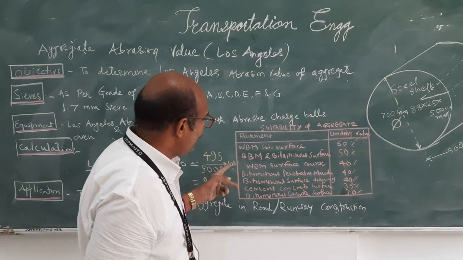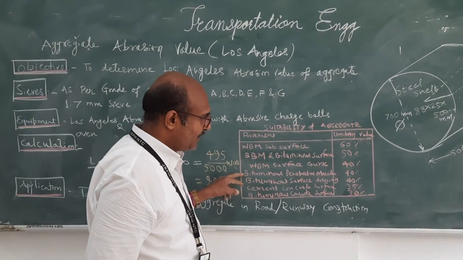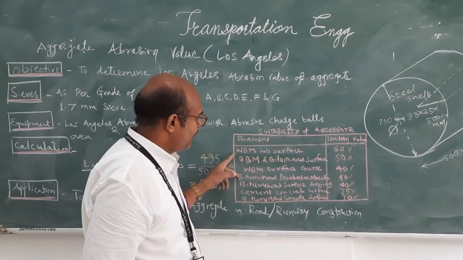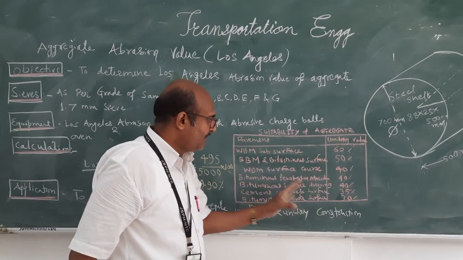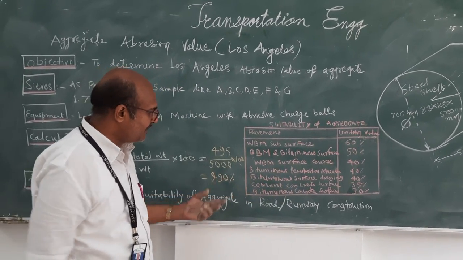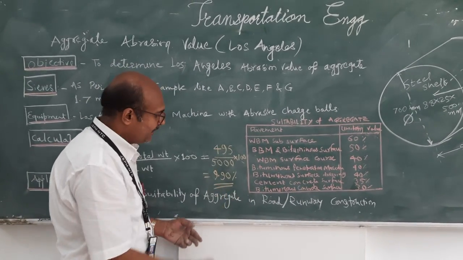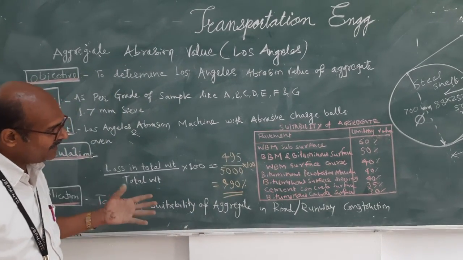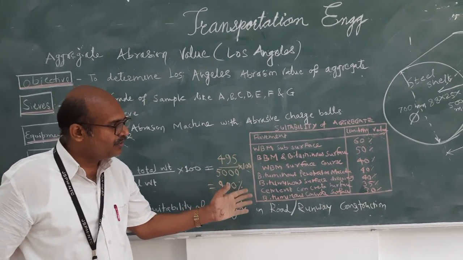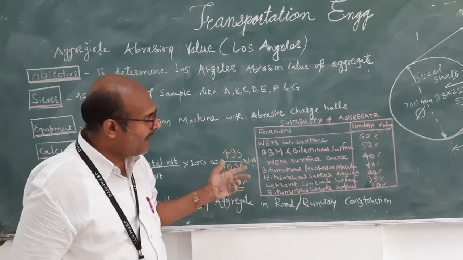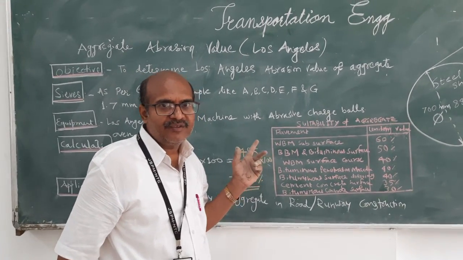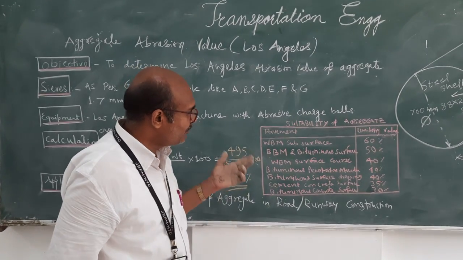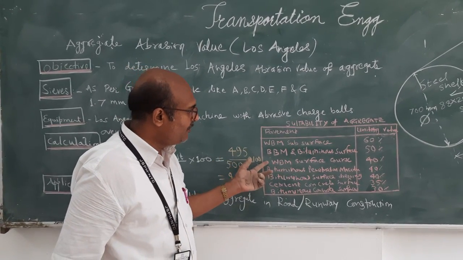If you take the values for bituminous penetration macadam and the WBM surface course, they are 60% and 40%. These limits are very much larger than the result which we got here, that is 9.97%. So we can say that the aggregate is suitable in every course of the layer. But as we have taken aggregate passing the 50 mm sieve and retained on the 40 mm sieve, that kind of aggregate we are going to use in the WBM courses.